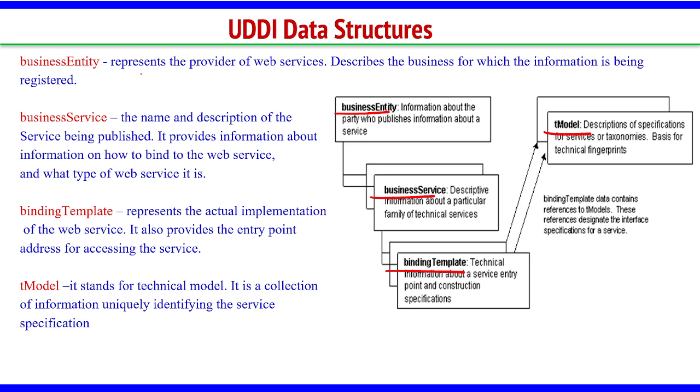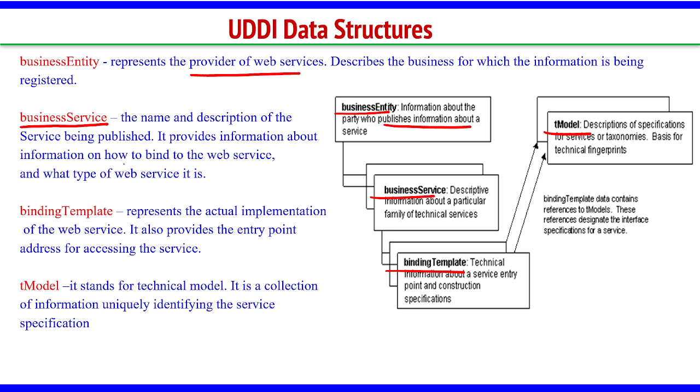So business entity represents the provider of the web service. It tells us the provider of the web service. It describes the business for which the information is being registered. Okay, information about the party who publishes information about a service. So business entity is basically the name of the company and what is the service all about, right? Then the business service, the second one, it is the name and description of the service being published. What is the name of the web service and what is the description, what is the service doing? That information is there in the business service.